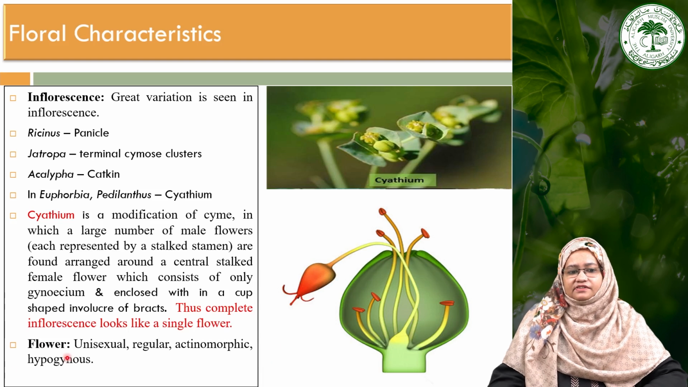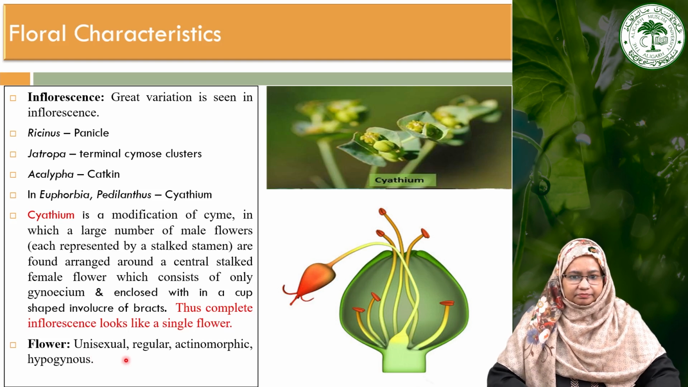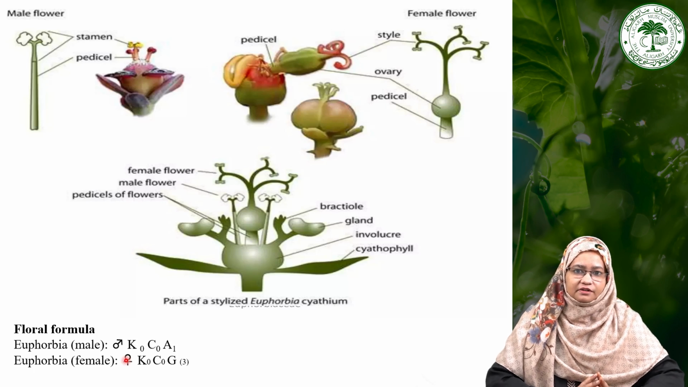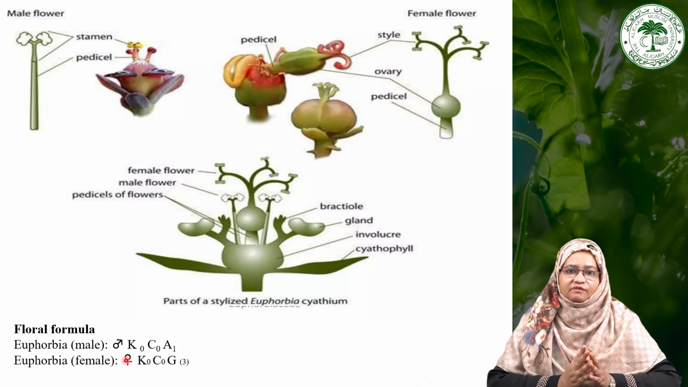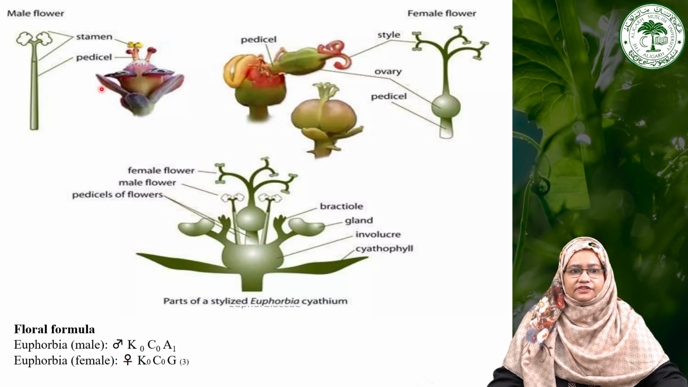Then the flowers, if we see, are generally unisexual, regular, actinomorphic, with hypogynous flowers. Now moving towards the Euphorbia flower particularly, as we have seen, in Euphorbia there is a special type of inflorescence present that is called cyathium, which is also a modified form of a cyme, in which the female is represented by only a single gynoecium, and there are multiple male flowers in a cyathium inflorescence, as we can see here.